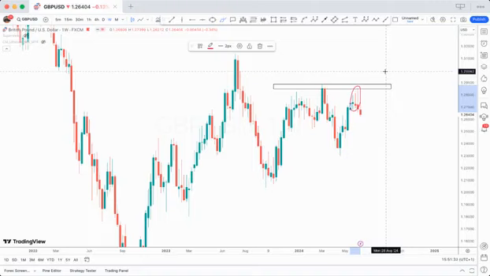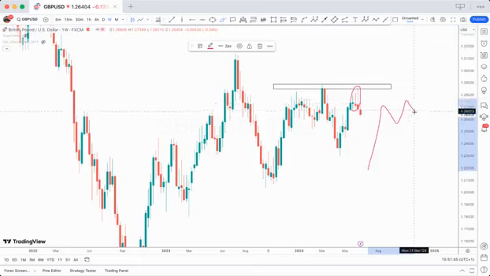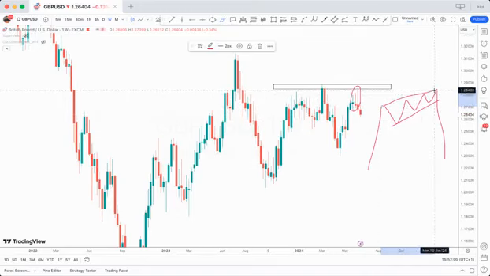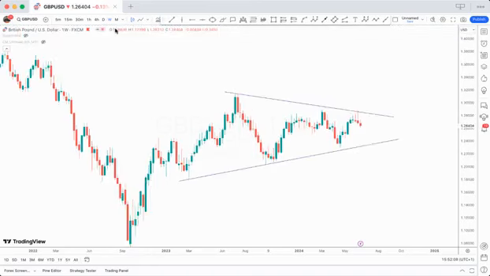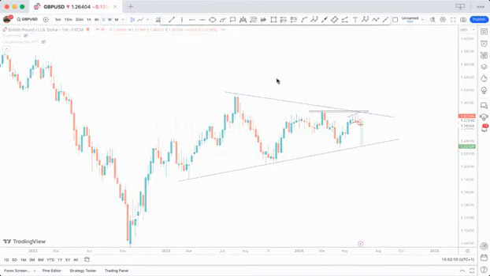We had a shooting star on the weekly time frame around the resistance, and heading down to the daily time frame, it's actually giving us a wedge formation. So something like this. A wedge formation signifies a reversal from an uptrend to a downtrend. It can actually appear at the support level as well, from a downtrend to an uptrend. Okay, so let's head back to the daily time frame.